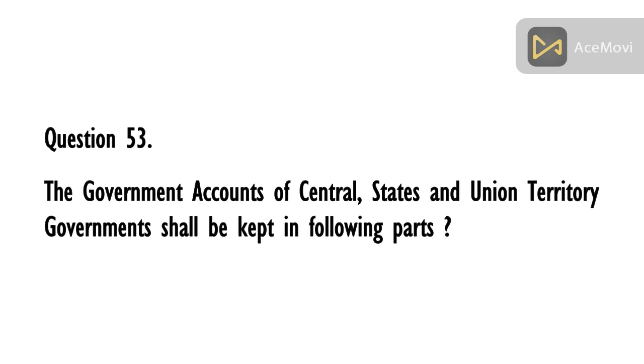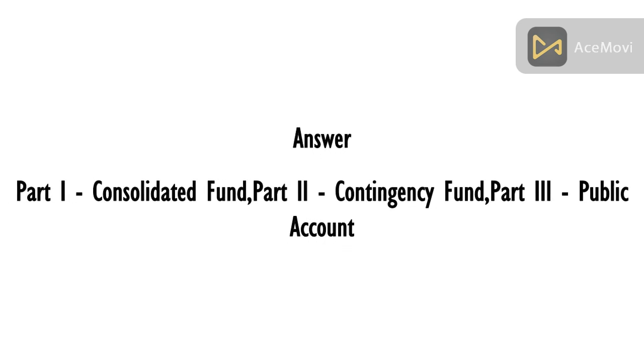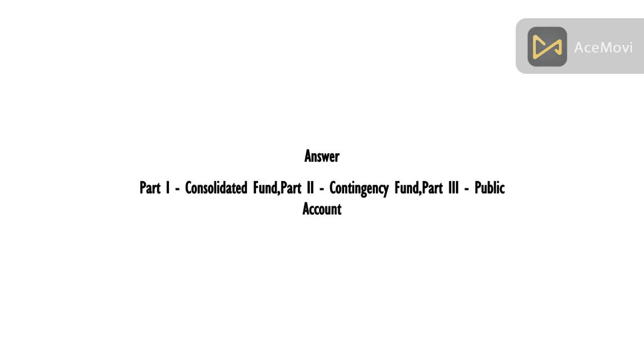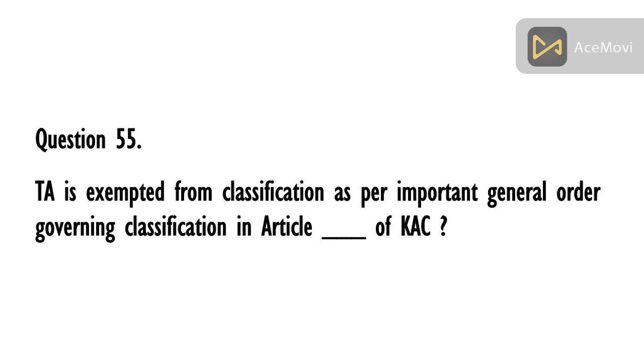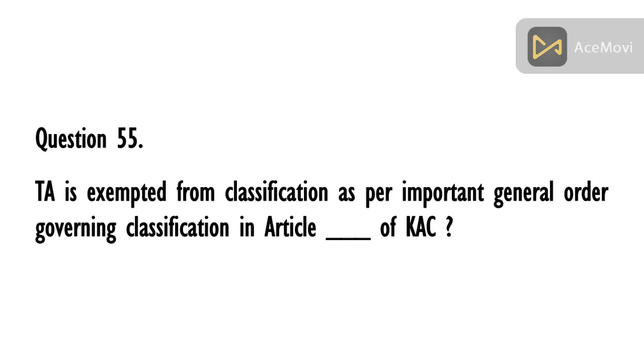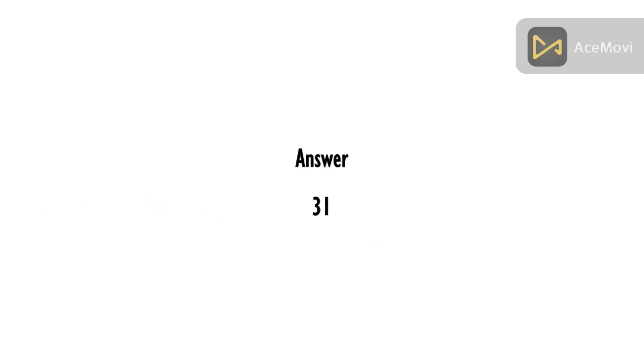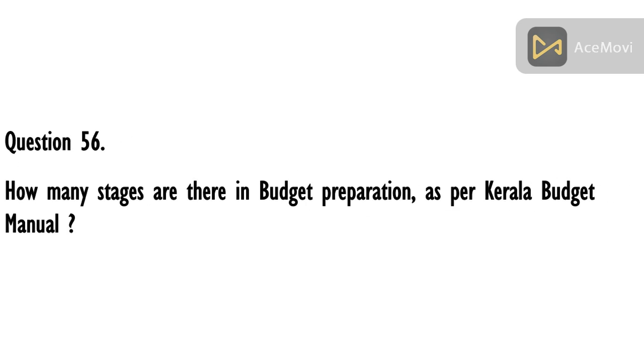Question 53. The government accounts of central, states and union territory governments shall be kept in following parts. Part 1, Consolidated Fund. Part 2, Contingency Fund. Part 3, Public Account. Question 54. General principles of allocation of expenditure between capital and revenue are explained in Kerala Accounts Code in parts. Answer: 8. Question 55. TA is exempted from classification as per Important General Order governing classification in Article CAC of CAC-C. Answer: 31.